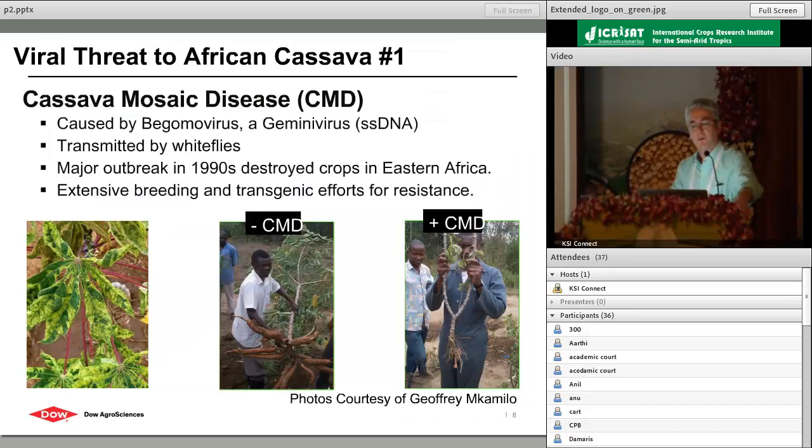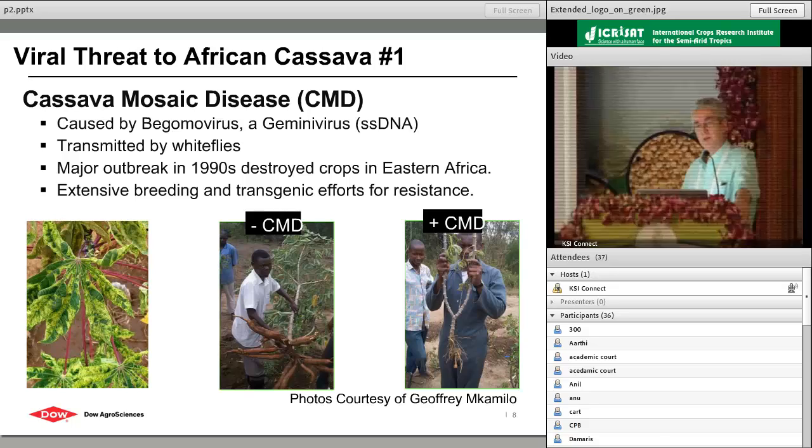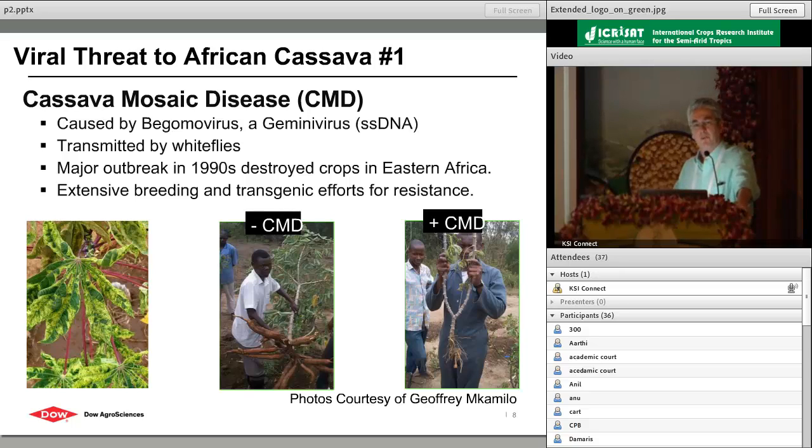So CMD is a Gemini virus. It's a DNA virus transmitted by whiteflies. And it's key in sub-Saharan Africa because there was a major outbreak of this disease in the late 80s that just had devastating impact on East African cassava production. And since then, there's been a concerted effort to use a particular locus that was discovered for resistance to CMD, and that is now very widespread in all of the breeding programs in Africa. As you see here, the leaf phenotype is extremely strong. It's very easy to tell your plant has CMD, and the root is a complete loss.